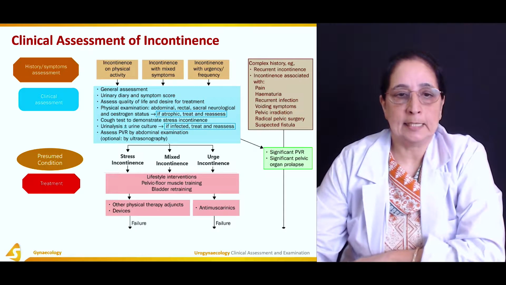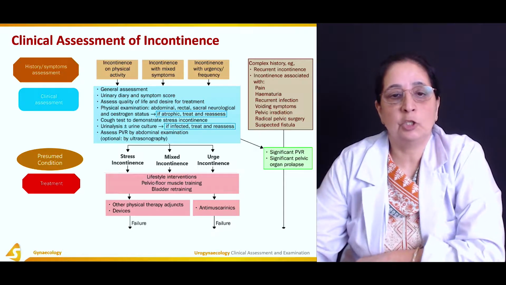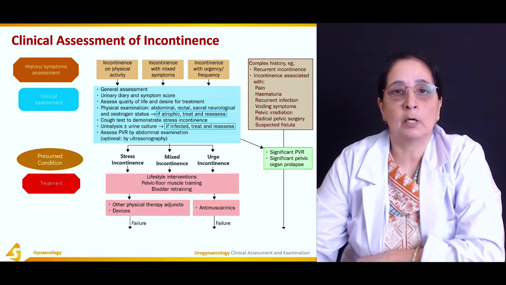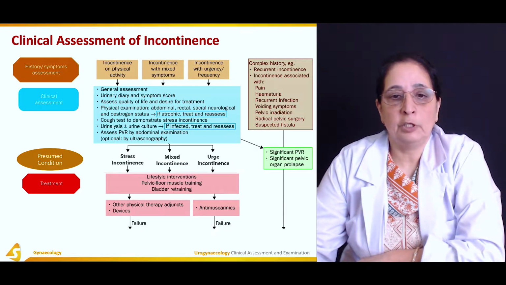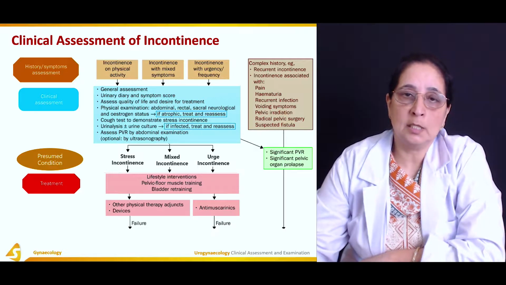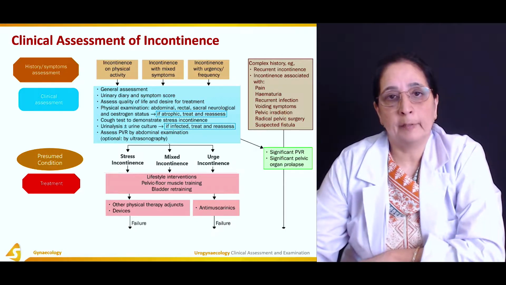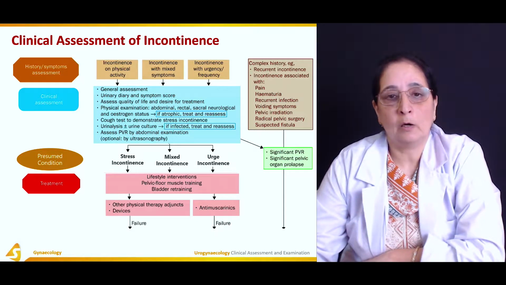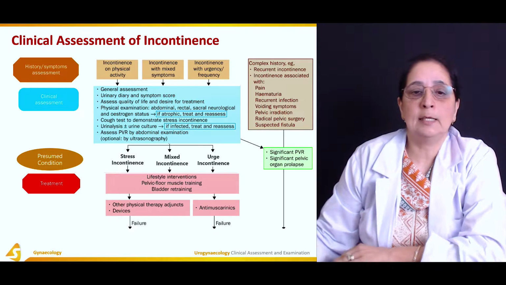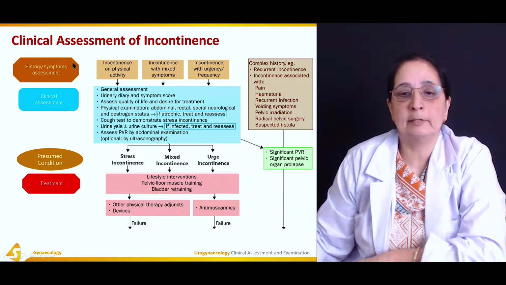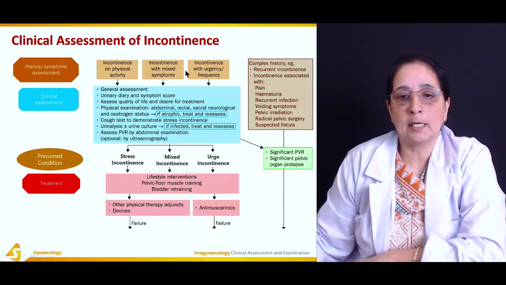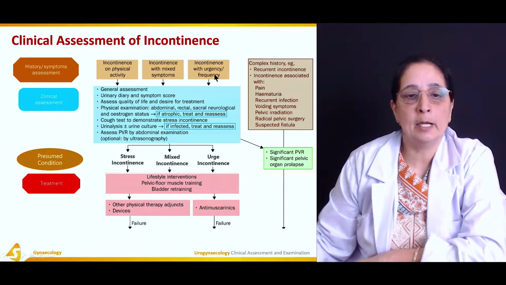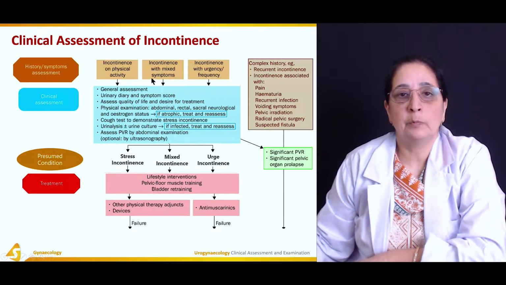So in clinical assessment of incontinence, usually history is very important. And in the history, we should ask about the incontinence, what are the different factors that lead to the incontinence, how often it occurs, and all these questions should be asked. So incontinence on physical examination or physical activity, incontinence with mixed symptoms, and if there is incontinence with urgency and frequency. So these all should be asked.